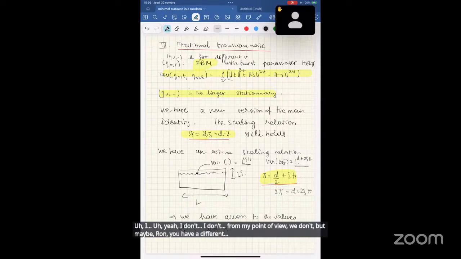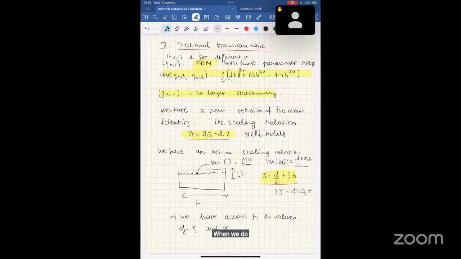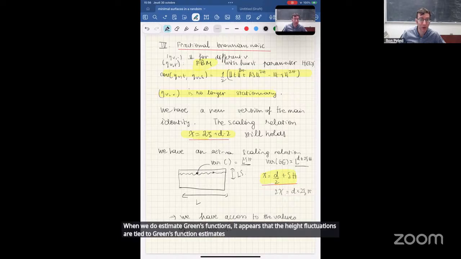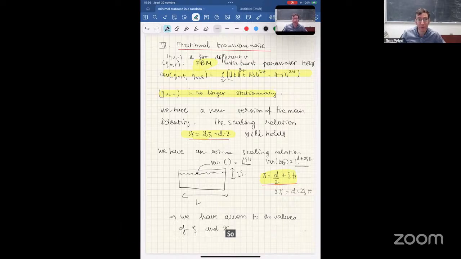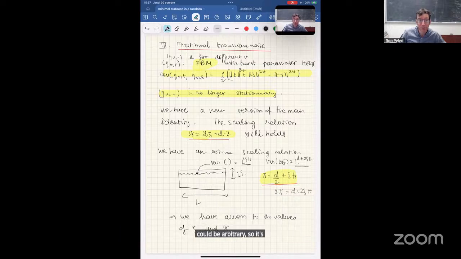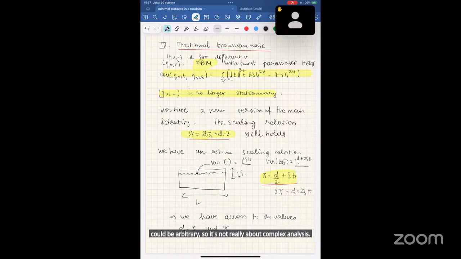Okay. Well, we do estimate Green's functions. It appears that the height fluctuations are tied to Green's function estimates for a random walk. So it's a bit related perhaps to analysis, but we're not using specifically anything two-dimensional. So the dimension of the surface and the codimension could be arbitrary. So it's not really about complex analysis, I would say, but Green's function estimates enter. Of course. Good. Thanks.